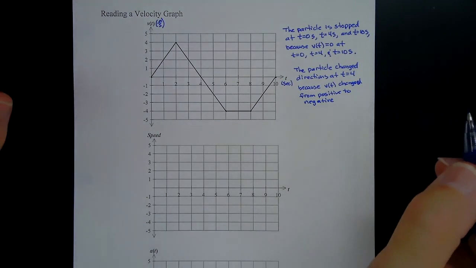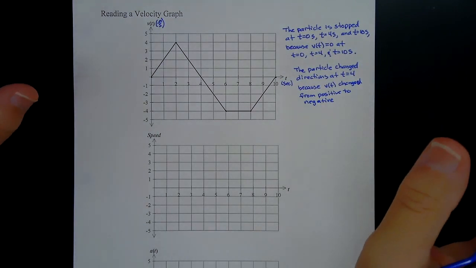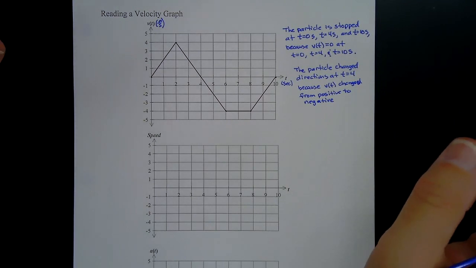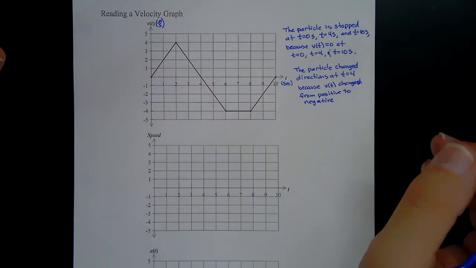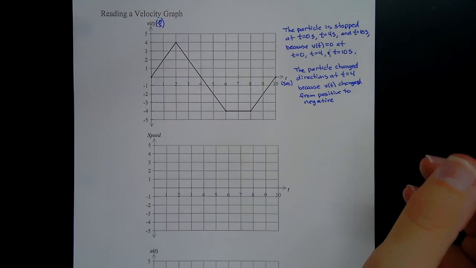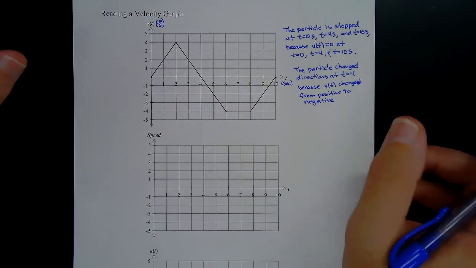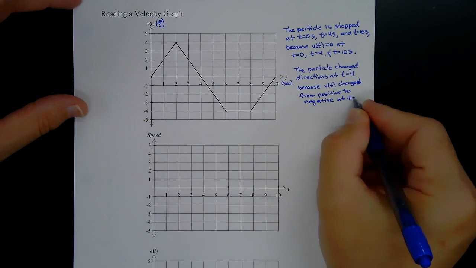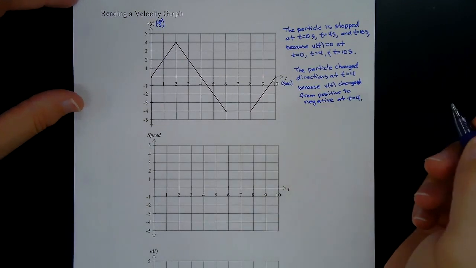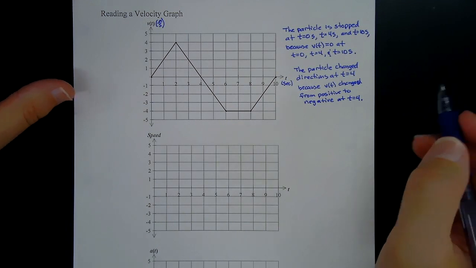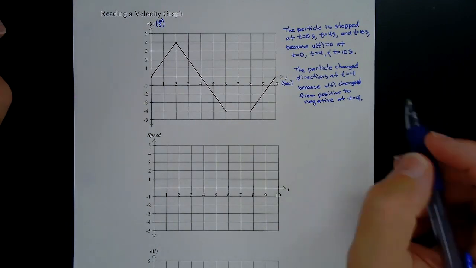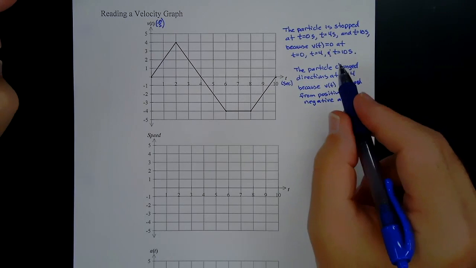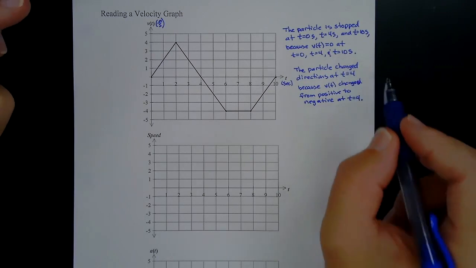Okay, because it's not just that it changed signs from positive to negative. We know it changed directions at t equals 4 because it changed from positive to negative at t equals 4. So you gotta throw that in, at t equals 4. Don't forget the at part, at t equals 4. It's doing this at that t value. That's why we know it changed directions at t equals 4.